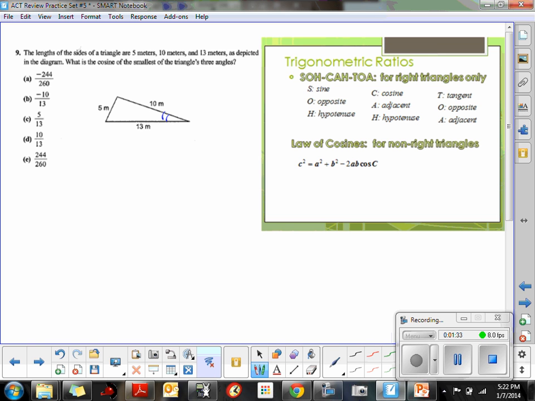Whenever we have three sides, or a side-angle-side, of a non-right triangle, law of cosines is our best bet for finding the missing angle. The law of cosines has an equation that says c squared equals a squared plus b squared minus 2ab cosine of angle C. I'm going to depict this as angle C, which means the shortest side is the length of side c on the opposite side.